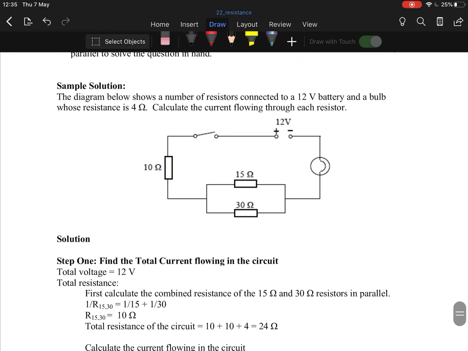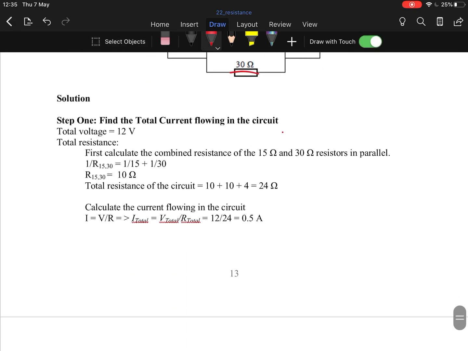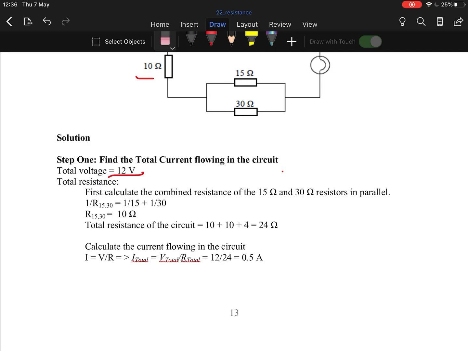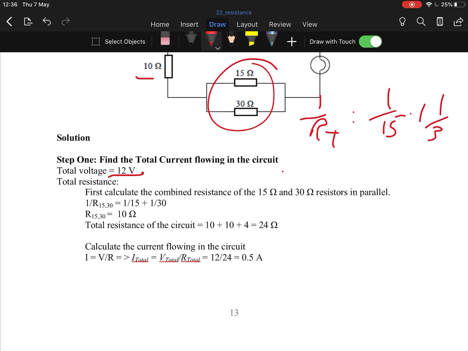We have a diagram here. What's the question? Calculate the current flowing through each resistor. So we've got to find the current going through the 3 resistors. So how do we solve it? Well, step 1, the total voltage was 12 because it was given to us. So we calculate the combined 15 and 30 ohms. Basically, we looked at these resistors here: 1 over R total equals 1 over 15 plus 1 over 30.